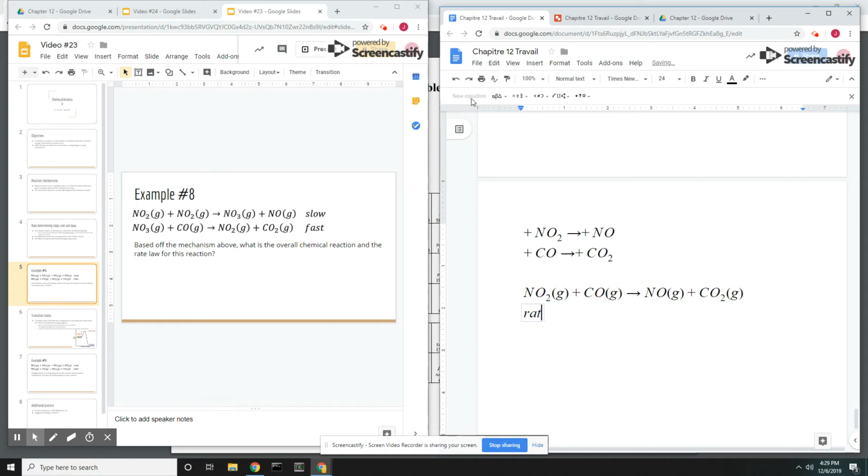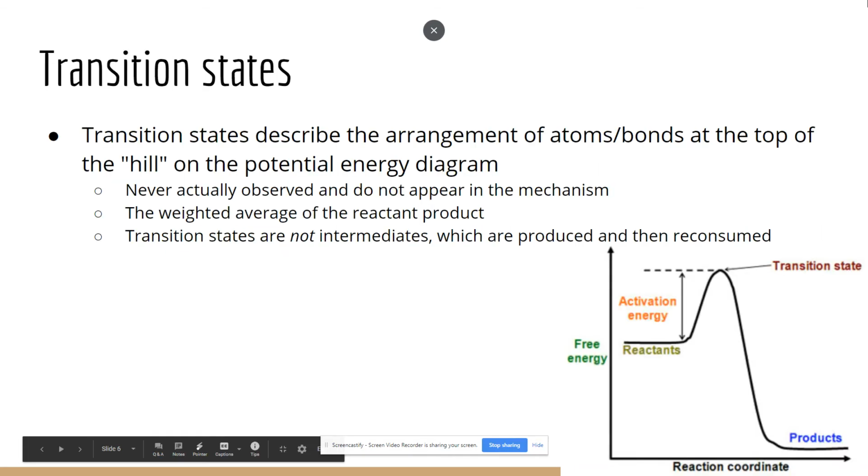And now for the rate, all I do is I go to the slow step. And it is just NO2 times NO2, so I made it NO2 squared. It is second order with respect to NO2 and zeroth order with respect to everything else. Pause here. I would just do a rough sketch of the picture.